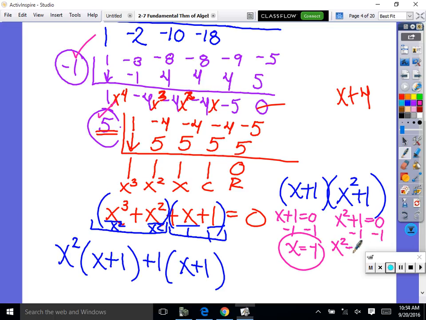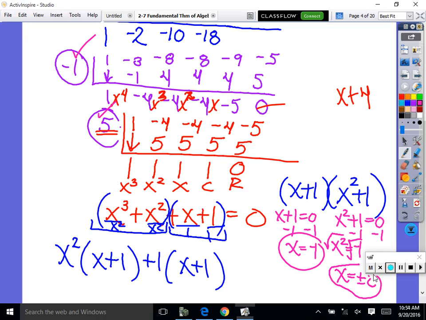And then our last 2 solutions here, solving for x, we'd subtract 1. So x squared is equal to negative 1. What would we do next? Square root both sides of the equation. So x is equal to plus and minus i. The square root of negative 1 is just i times 1. So we get i.